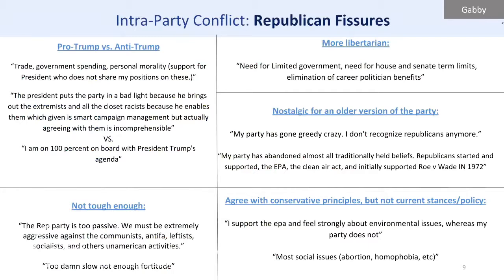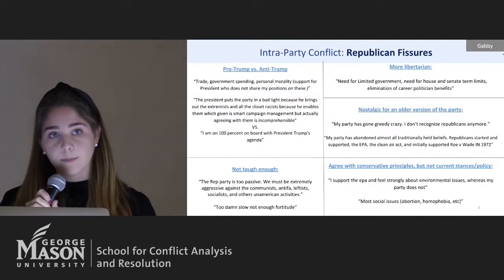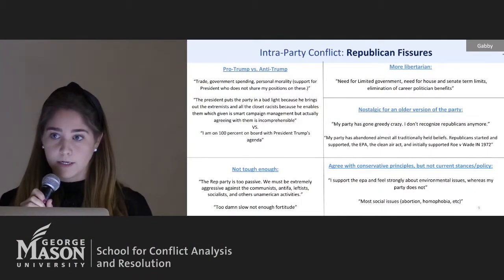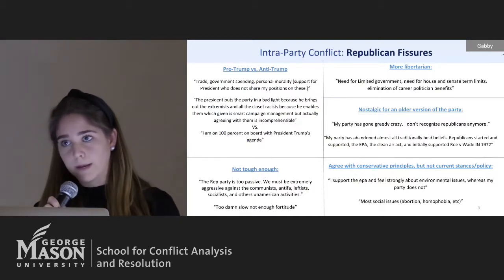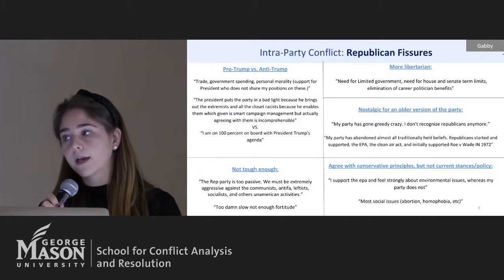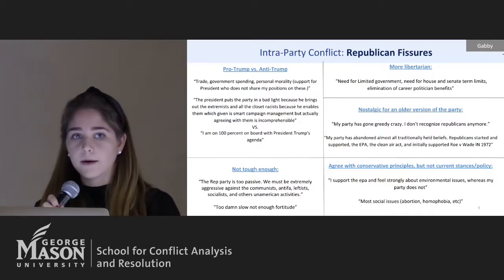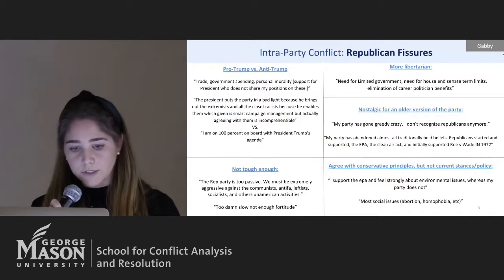There was also a response from a Republican that the president does not share my position on some of the issues they hold dear. So that was one of the first and most obvious fissures we were able to identify, and then further dig into upon further data collection.